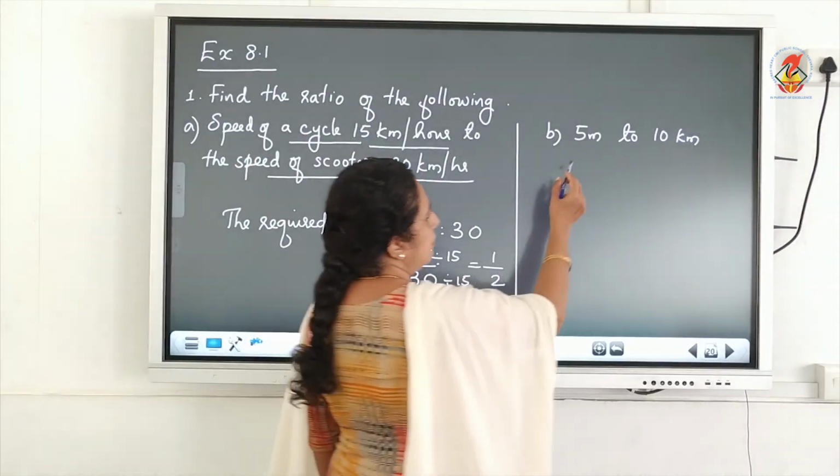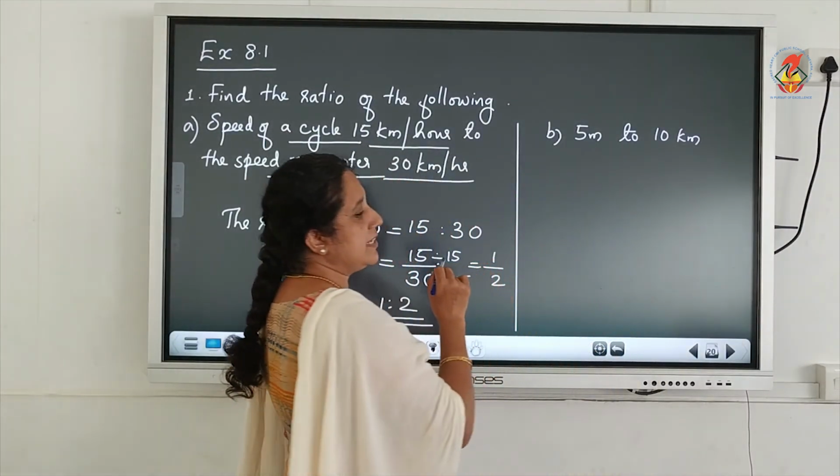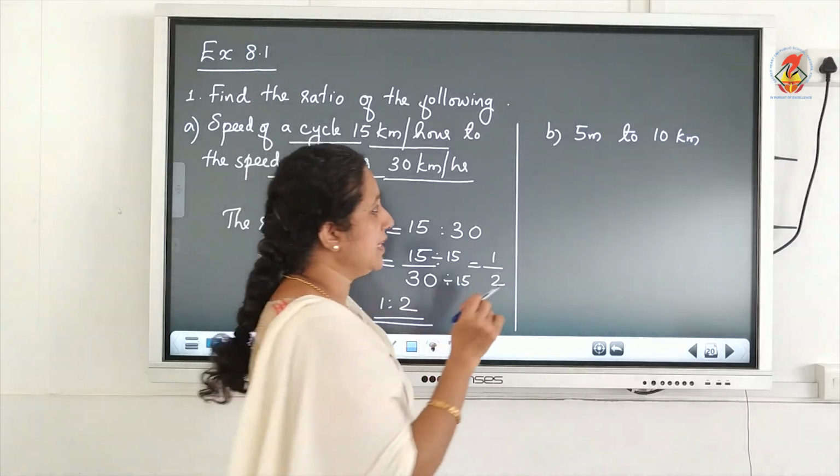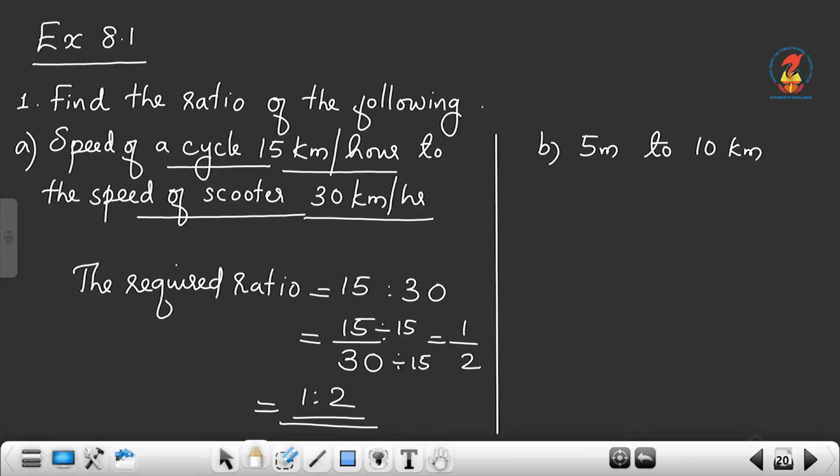Next one, 5 meter to 10 kilometer. We are considering the same kind of quantity, but the units are different. So you have to make the units equal. Which one do you have to convert? The bigger unit you have to convert into the smaller one. So 10 kilometer you can convert. 1 kilometer, how many meters? 1000 meters. So 1 kilometer equals 1000 meters.